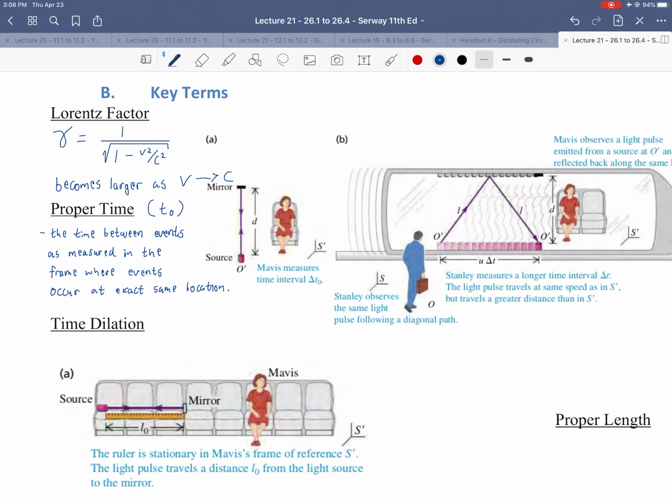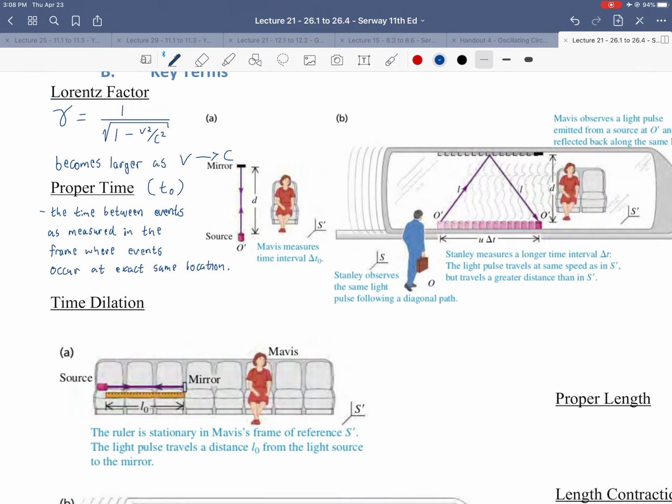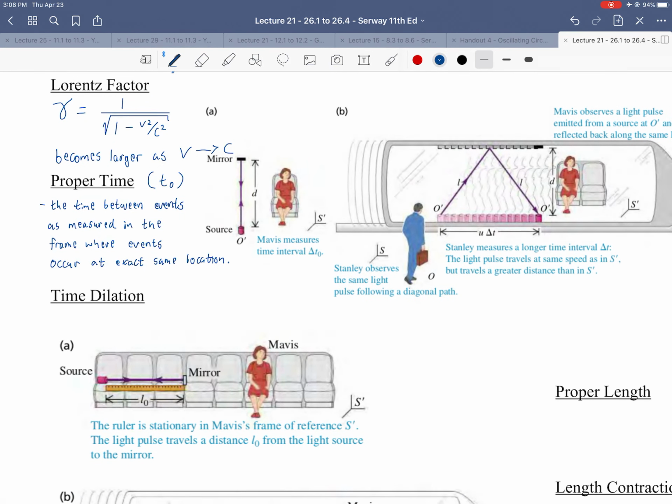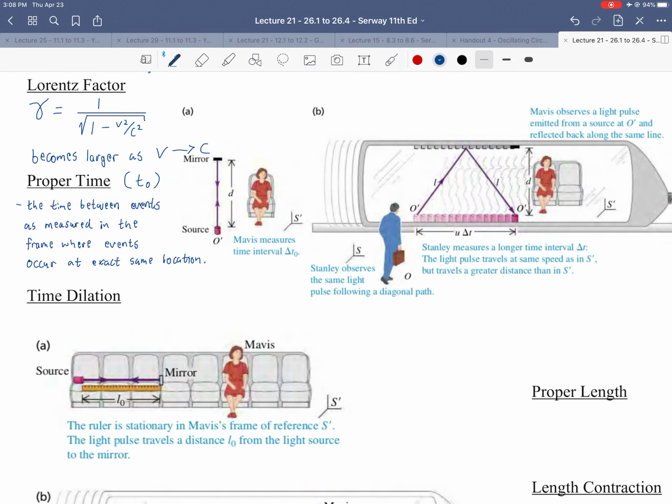Okay, so that would be the proper time between events. So you'll see that we have to always ask ourselves that. Who's measuring the proper time in a given problem? Okay, so now the first of the big consequences, and that is time dilation.